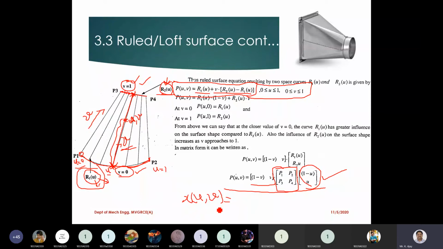For example, if you want to write x of u comma v, this 1 minus v matrix will be the same, this matrix is the same. The only thing is P1 P2 P3 P4 are now the x coordinates of all the 4 points, following the same sequence: x1 x2 x3 x4. This will become 1 minus u comma u vertically. By now you can understand this is simply a 2 by 2 constant matrix, and by multiplying all these matrices I can get an x of u comma v equation in terms of u and v. Similarly, for y and z you can calculate the corresponding scalar equations.